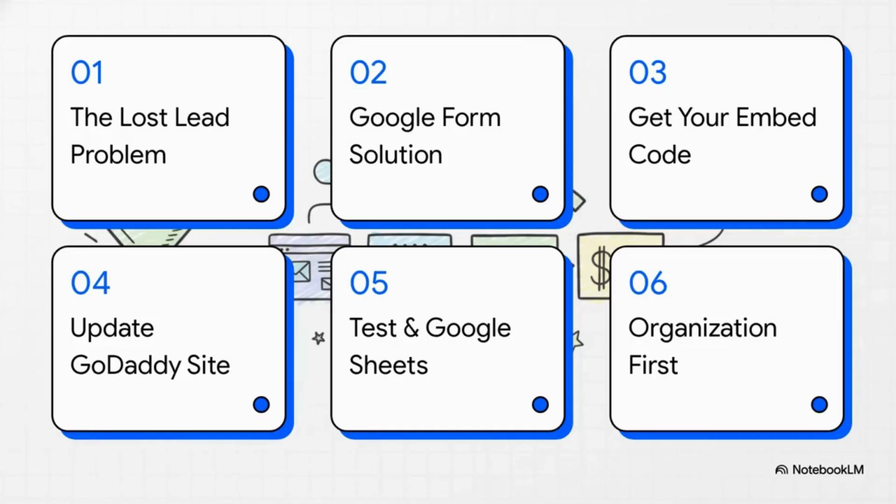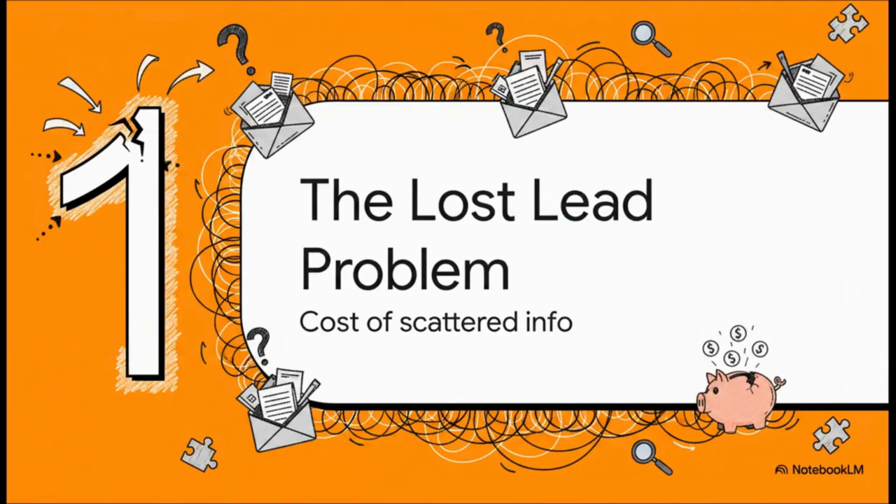So to fix this today, we're going to follow this quick agenda. Number 1, the lost lead problem. 2, the Google Forms solution. 3, getting your embed code. 4, updating your GoDaddy site. 5, testing in Google Sheets. And finally, 6, organization before automation. All right, let's jump right into section 1, the lost lead problem, or the true cost of scattered inquiries.